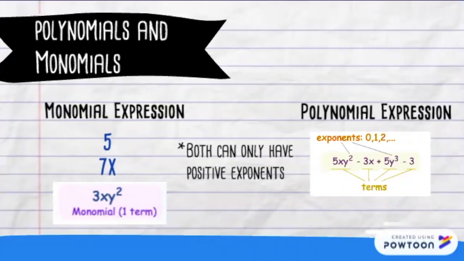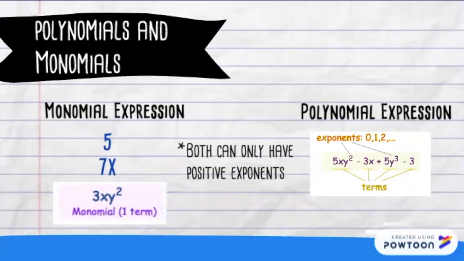A polynomial is a sum of monomials, where each monomial is called a term. So as we can see here, we have 5xy squared minus 3x plus 5y to the third power minus 3. So there are 4 terms here. 5xy squared is one term, negative 3x is one term, 5y to the third power is one term, and minus 3 is another term. Monomials and polynomials can only have positive exponents, so there cannot be any negative.